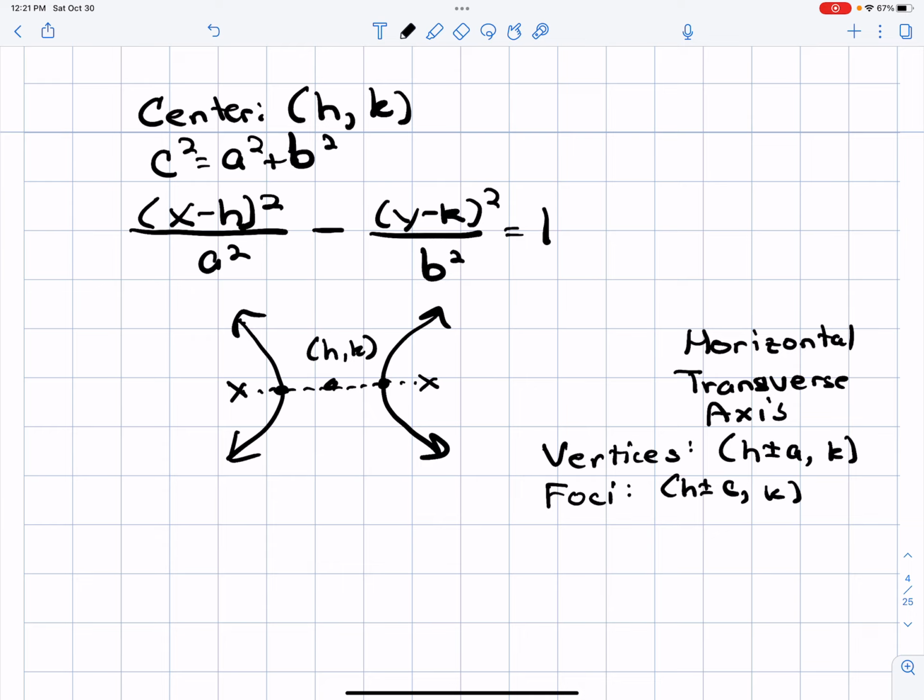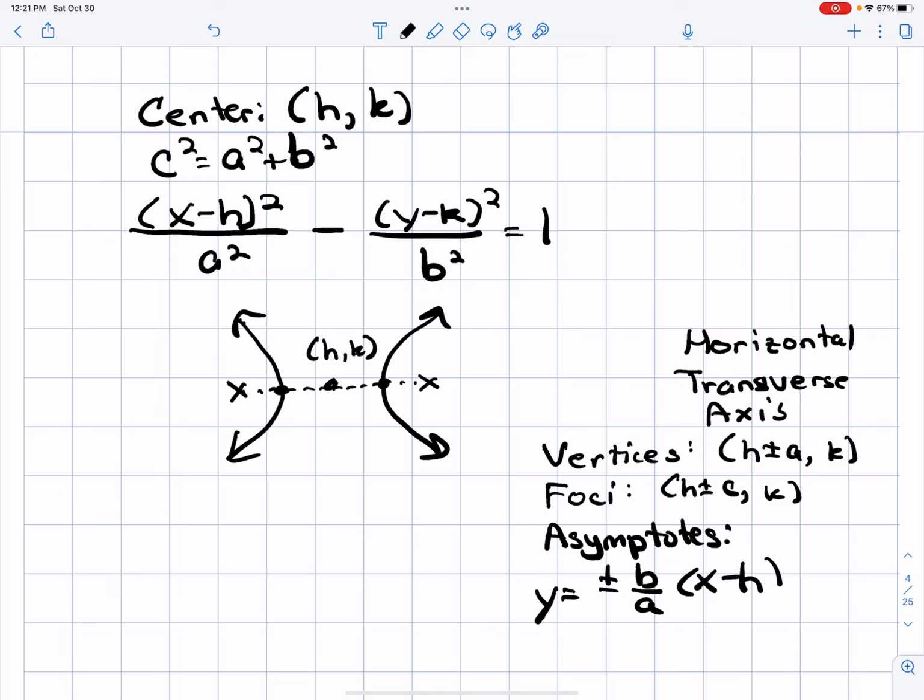And then the asymptotes, those lines have been shifted depending on where h, k is located. So you're still going to start out with that slope, plus and minus b over a, and then x minus h plus k. So h is how far it's shifted left or right. k is how far it's shifted up or down, depending on whether there's a positive, negative, etc.